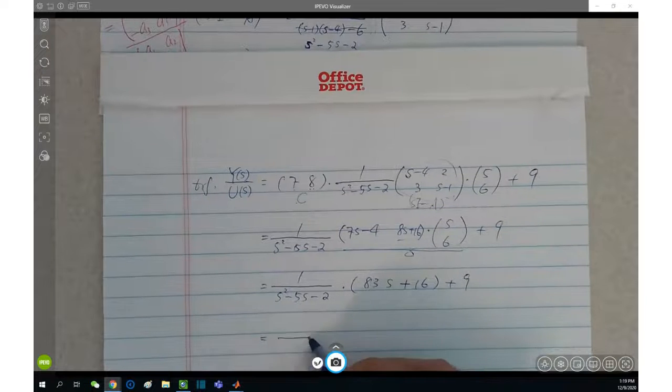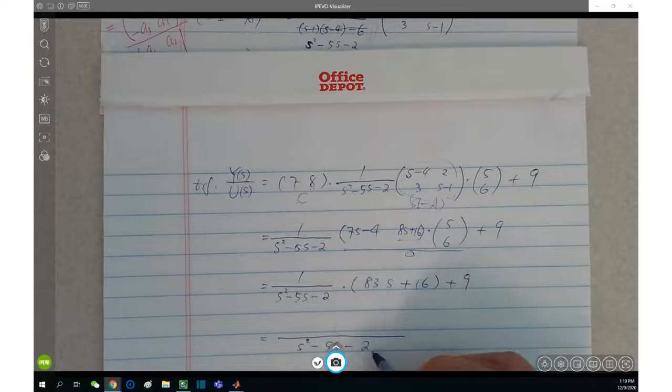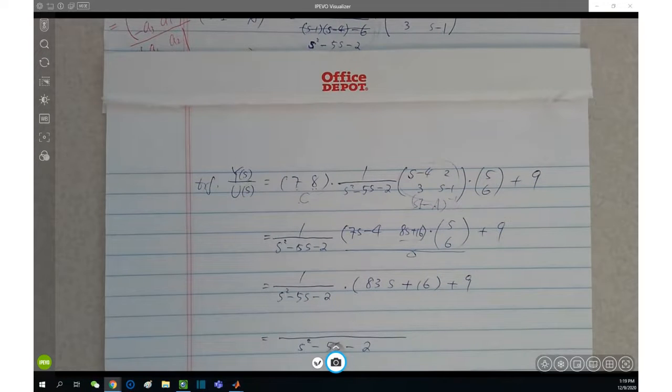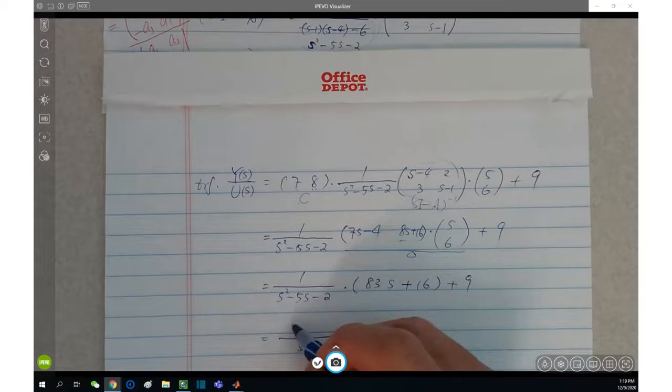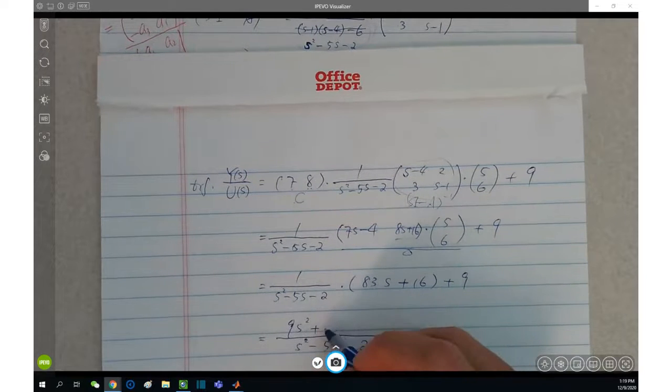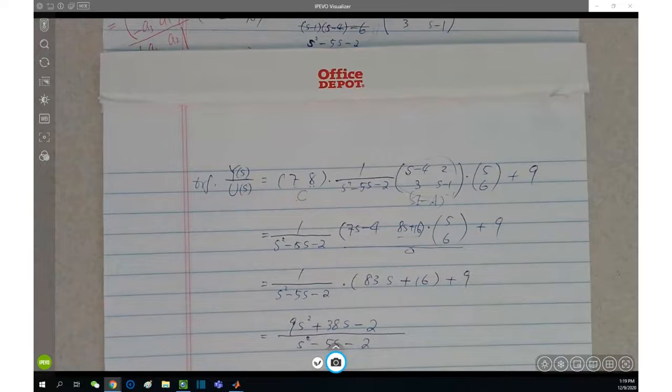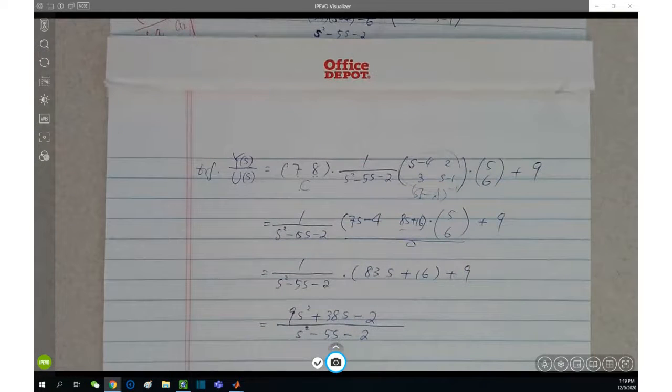And then further, you can put everything into one fraction, which is a polynomial ratio. Denominator, of course, definitely s squared minus 5s minus 2. The numerator, if everything is correctly calculated, I should end up with this: 9s squared plus 38s minus 2. This is actually the algebra of the matrix. So take a look to see any questions you have.